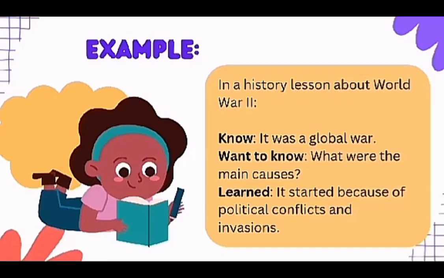So next is an example, in a history lesson about World War II. What we know is that it was a global war, World War II. We want to know what the main causes of World War II were. What we learned after the discussion is that it started because of political conflicts and invasions. So that is KWL, or Know, Want to know, Learn.